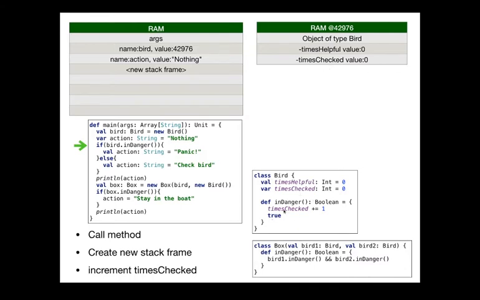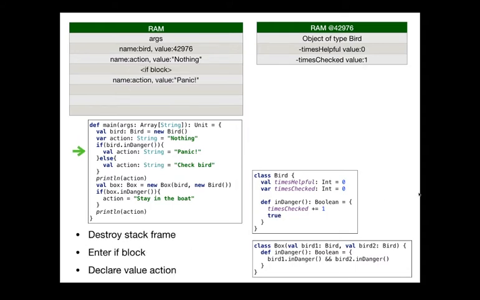So when we call in danger and we're checking times checked, I could have this dot times checked to make it absolutely clear that it's a state variable. When we access times checked, since we're calling from this bird on the heap, we're going to access this times checked variable, increment it by 1, and return true. Since we return true, our conditional was true, so we're going to run the if part of this block. We're going to create a new value named action of type string and set it to the value panic.